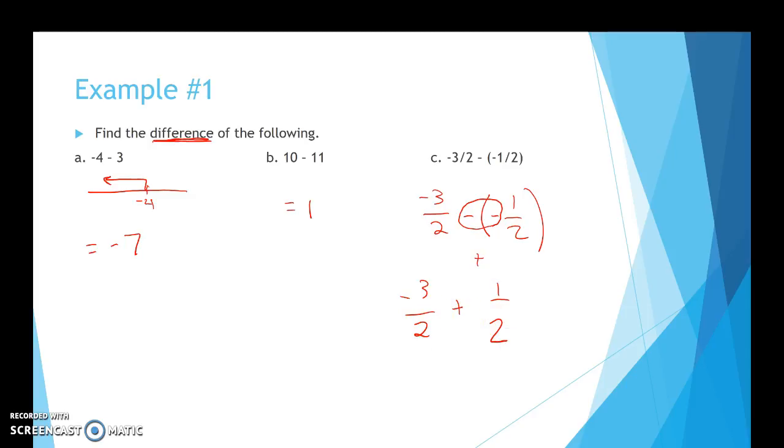Remember, when we're adding and subtracting fractions, we have to have common denominators, meaning the same value for my denominator. Here we have that, and my common denominator is 2. So I'm going to add my numerators. Negative 3 plus 1 is going to give me negative 2 over 2, which simplifies to negative 1, and that'll be my answer.